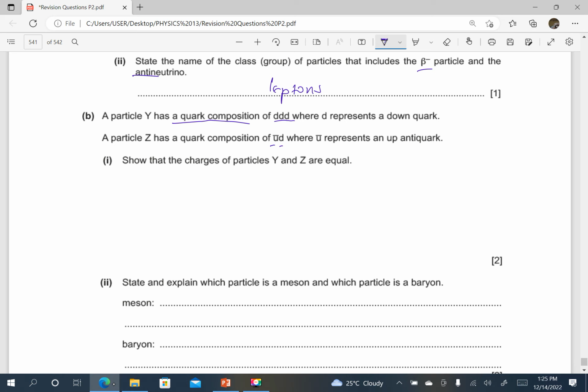Show that the charges of particle Y and particle Z are equal. Let's check. Charge of Y. The charge of Y is going to be down, down, down. So that is -1/3e plus -1/3e plus -1/3e. And this is going to be -1e. Then we can check charge of Z. Charge of Z equals, it is anti-up and down.